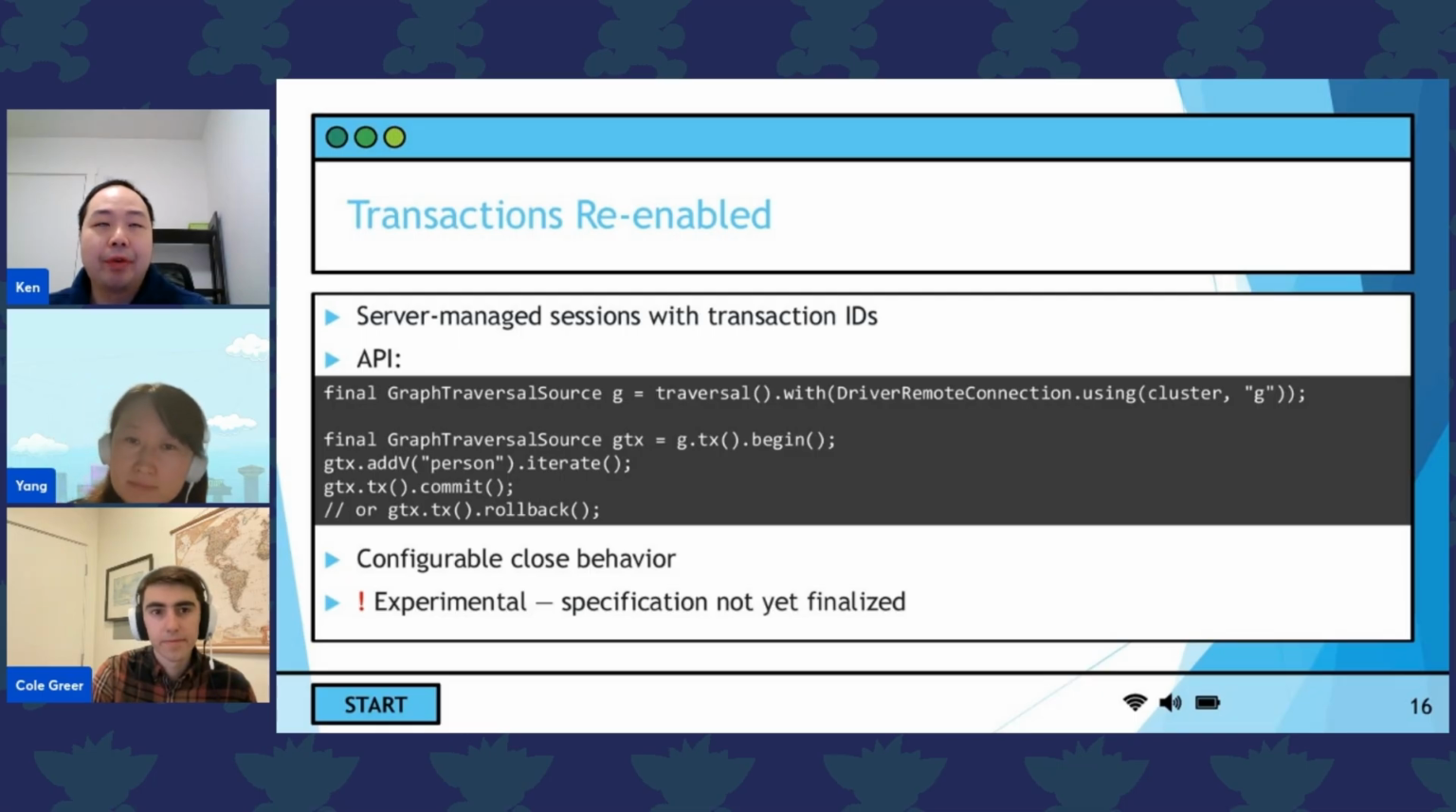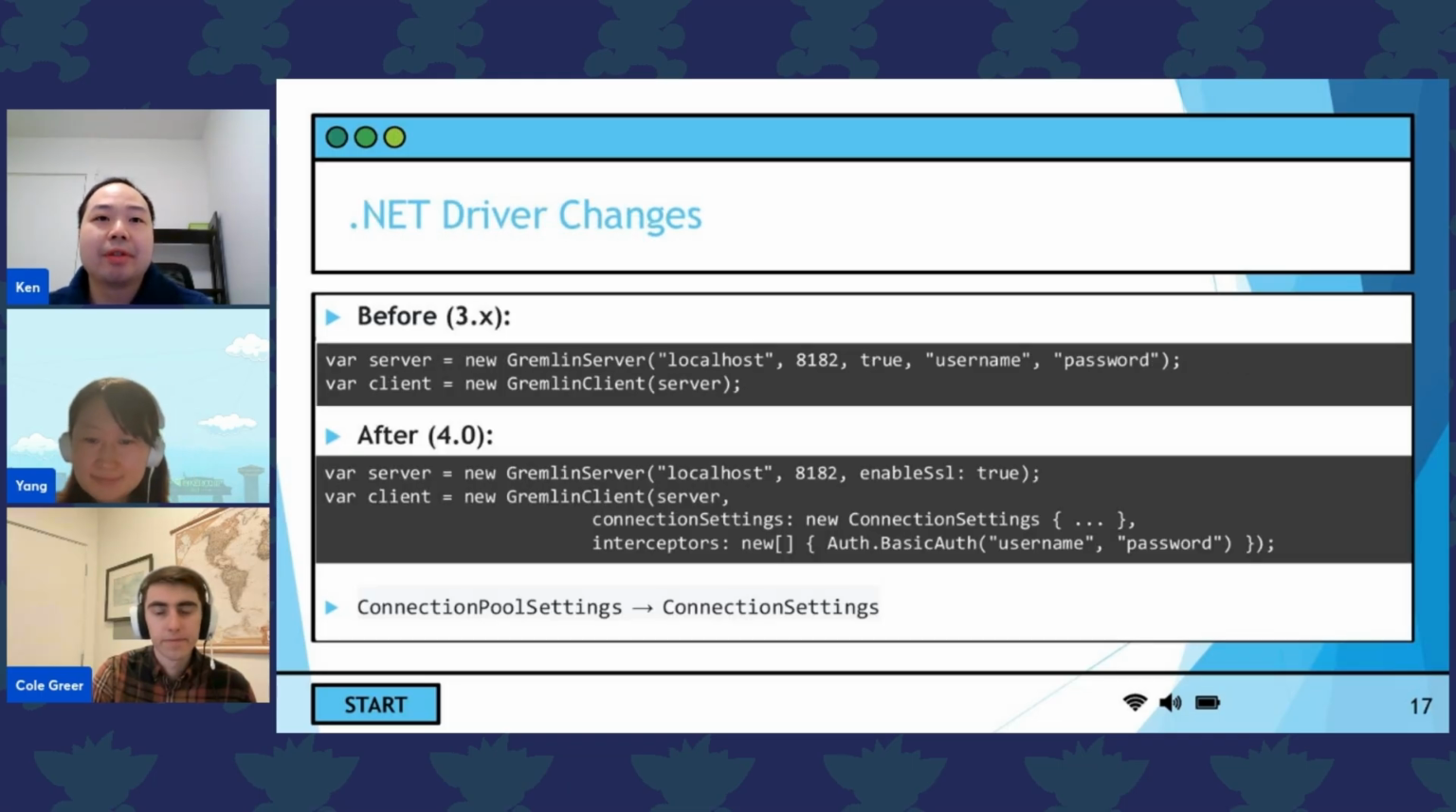It can be used in two ways, like in that example, which is the familiar g.tx.begin traversal API pattern, or you can use the cluster directly and call the transact method, which will give you back a transaction object. Both work, and support for this should land in the other GLVs before the full release. Again, we're looking for feedback on this new model, so please try it out and let us know what you think. And now I'll hand it back to Yang to talk about some .NET changes.